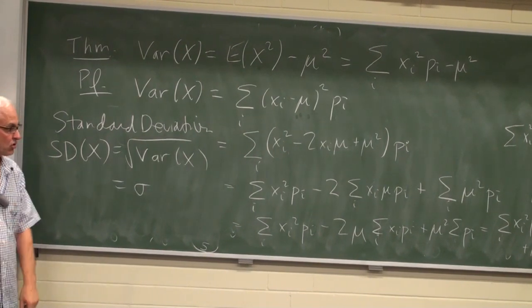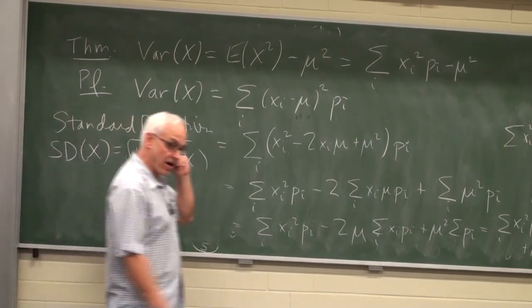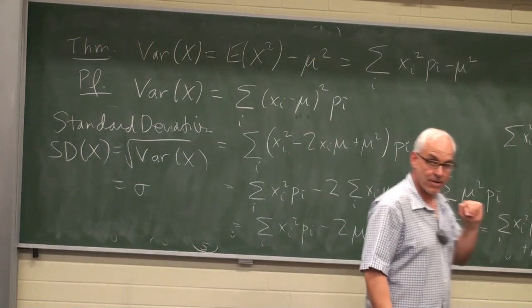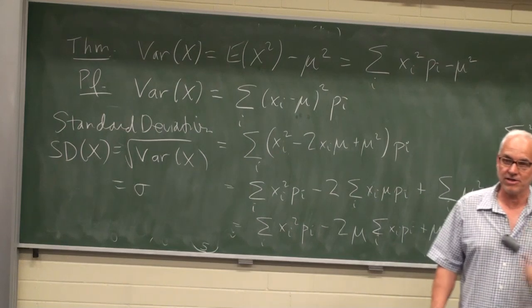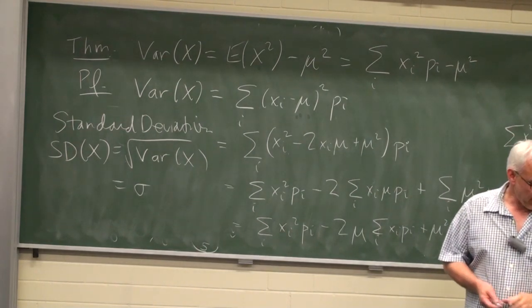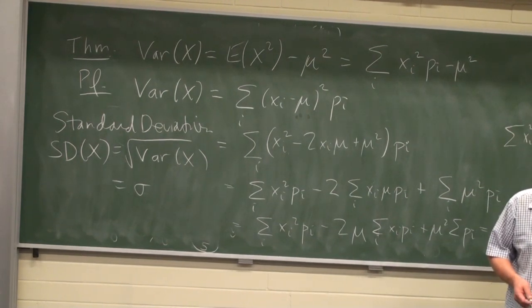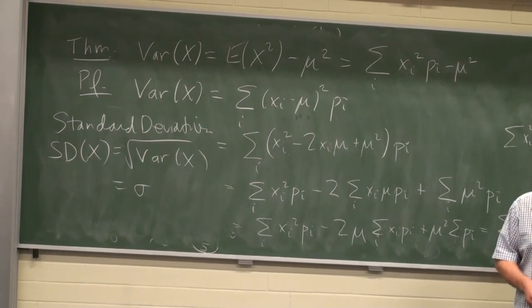So the variance will be crucial. Most of the time when we have a random variable, we'll ask the two questions: what's the mean and what's the variance? So next time we'll have a look at some interesting probability distributions that occur in different situations.